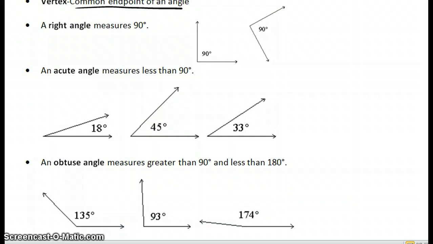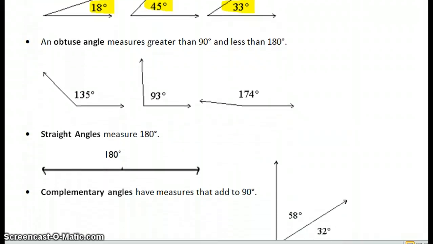We have three kinds of angles we can talk about today. We have right angles, which usually are indicated with a box inside so that we know for sure that it is 90 degrees. Then we have our acute angles. Notice the numbers are less than 90. So 18 is less than 90, 45 is less than 90, and 33 is less than 90. These are all acute angles.